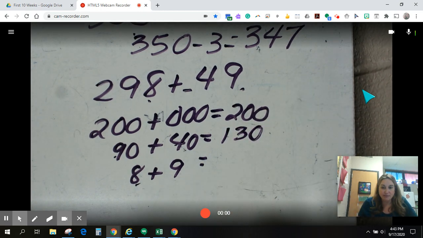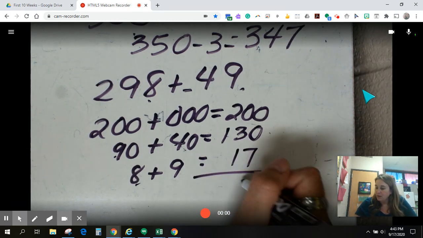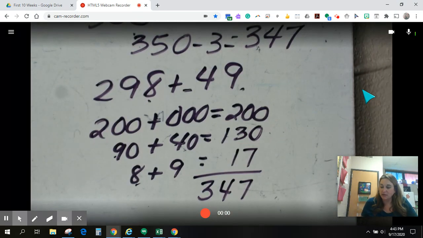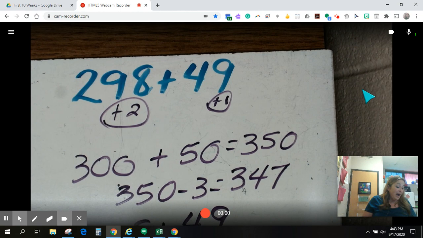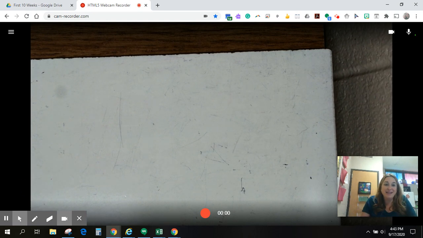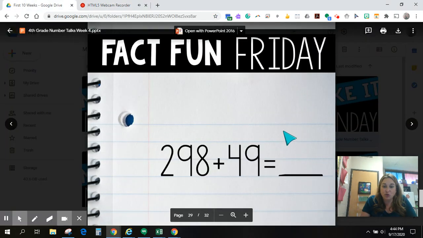And then 8 plus 9. I know 9 plus 1 more is 10. And then 7 more, 17. There we go. So 7, 4, and 3. 347. Okay, just another way to see it. Now, I just pulled this up because it's this week's number talk. But believe it or not, basically each one of these problems kind of lends itself to the compensation strategy.